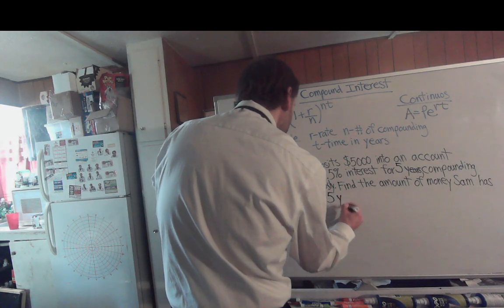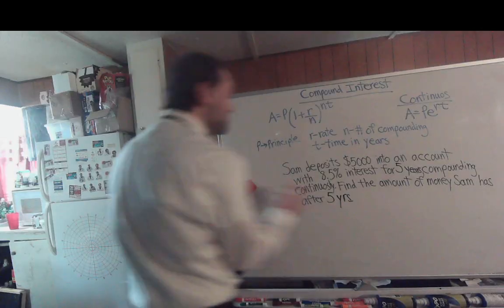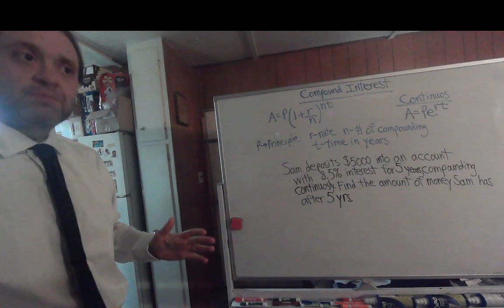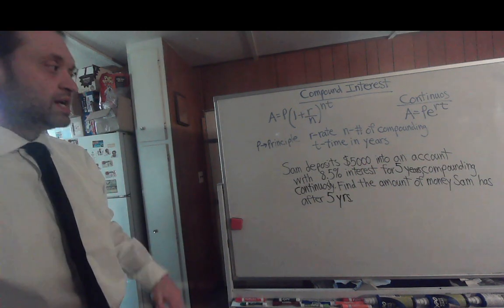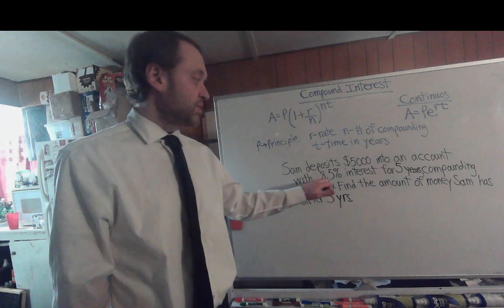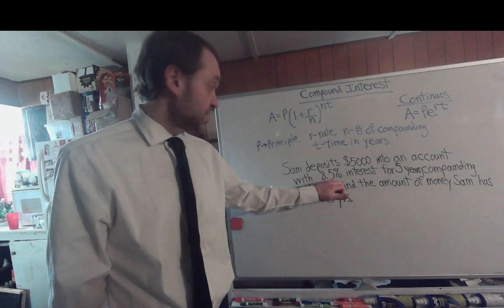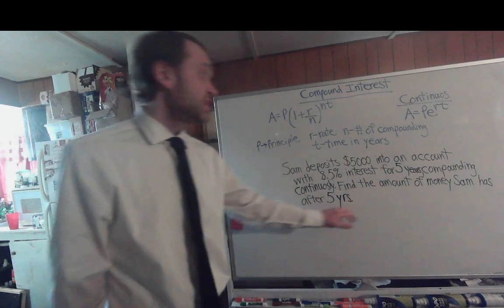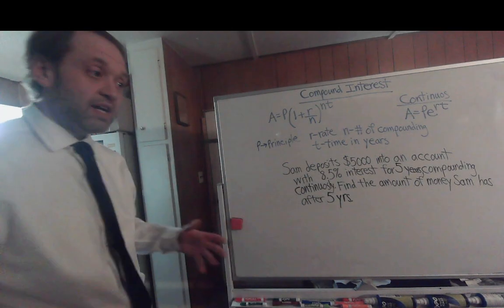Now let's really go big here. Let's say he doesn't need the money right away. He's just trying to invest and really set himself aside a small fortune. So Sam deposits $5,000 into an account with 8.5% interest for 5 years, compounding continuously. Find the amount of money Sam has after 5 years.